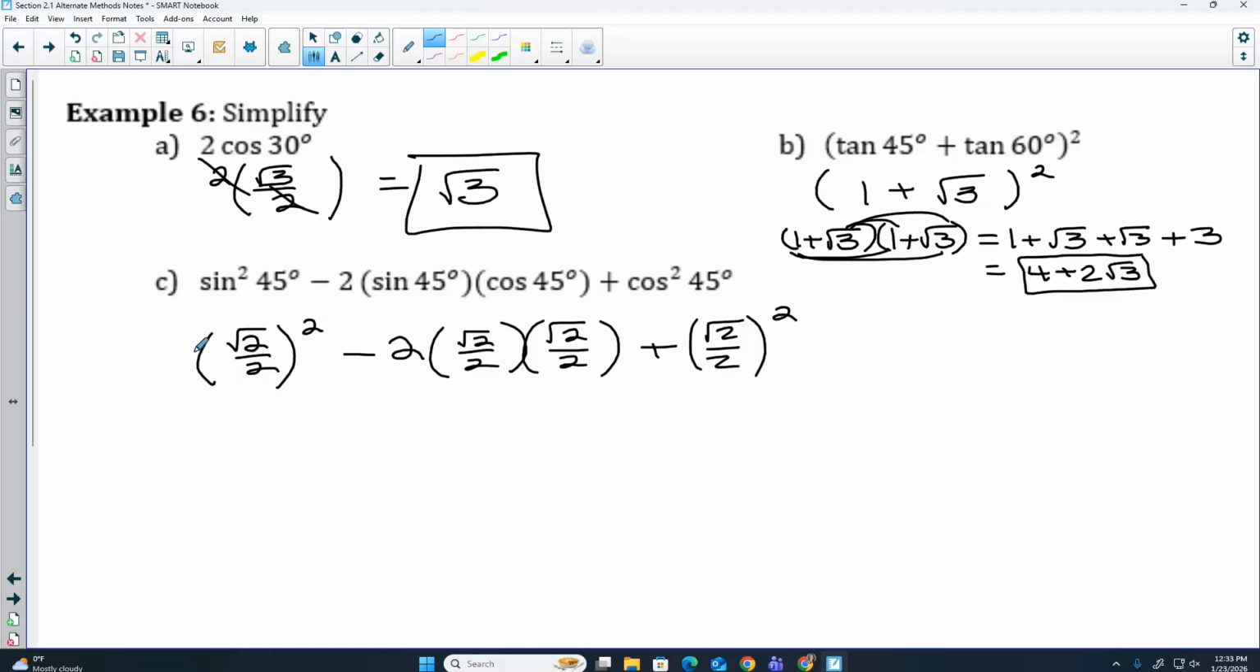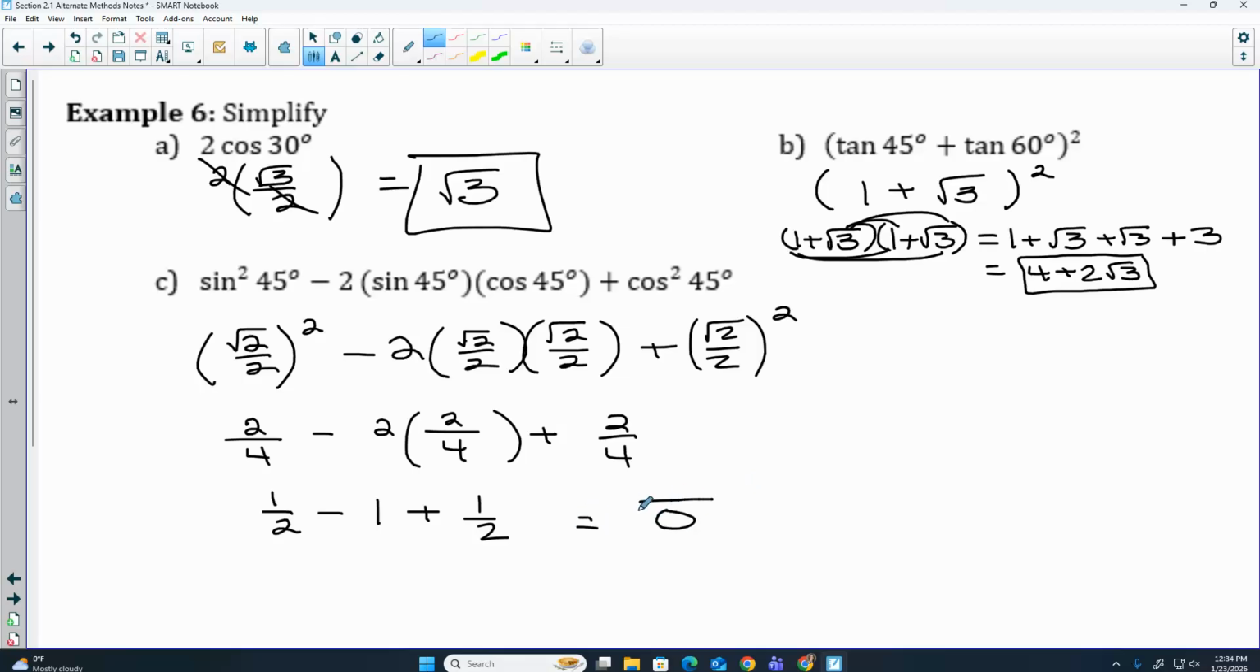So if I simplify that, the square root of 2 squared is 2, over 2 squared is 4. We have minus 2 times radical 2 times radical 2 is 2. 2 times 2 is 4, plus 2 over 4. So I get 1/2 minus 1 plus 1/2, or 0.